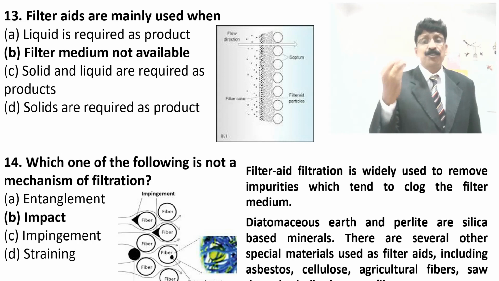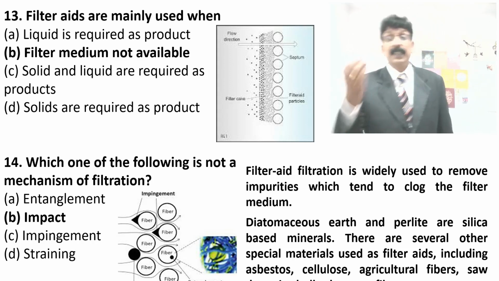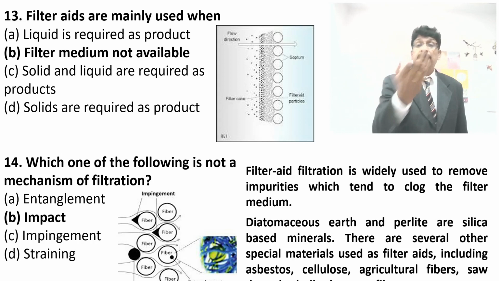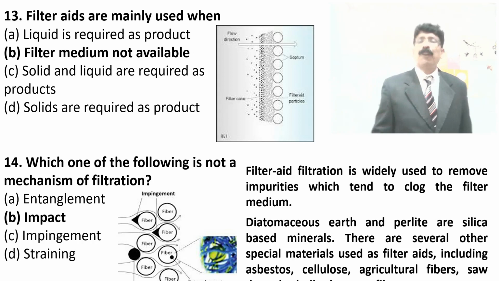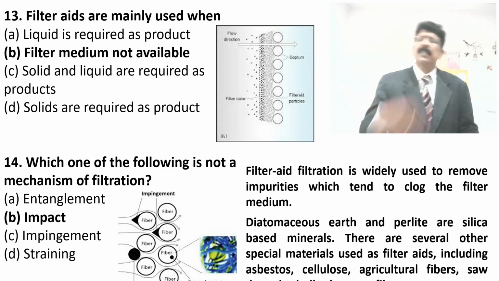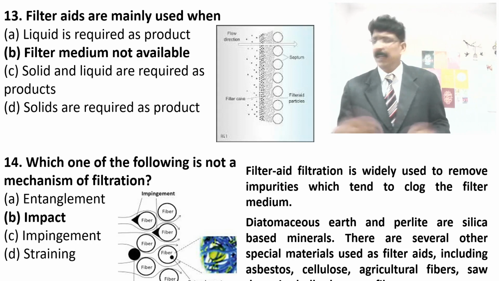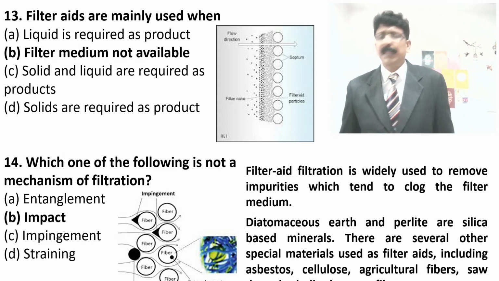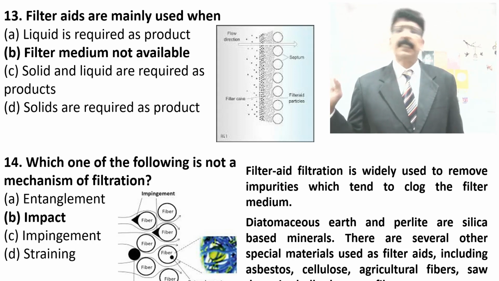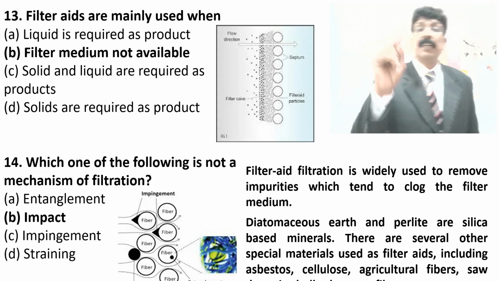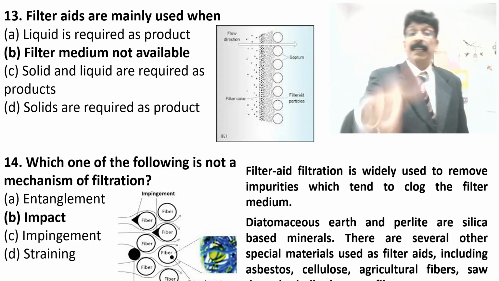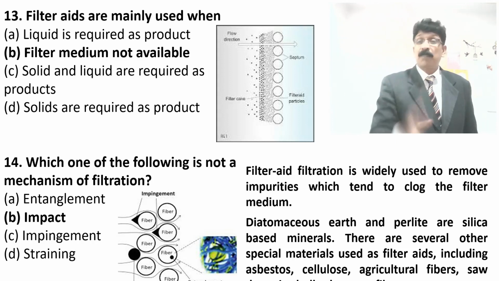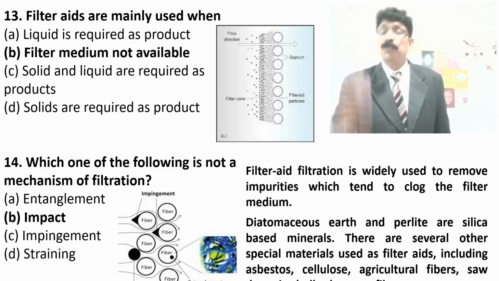You should have an idea what a filter aid is, and the relation with the filter paper, and why I told you this is answer B. If the filter medium is not available, then you have to go for a filter aid. Just taking the example from the lab, if there is no filter paper, you can use asbestos, cellulose, or agricultural fiber as a filter aid for the filtration process. Finished, so you should remember that. You can see the picture also: flow direction, septum, and filter cake formation, which can sometimes block the filtration. At that time you can use some filter aid which can support it.